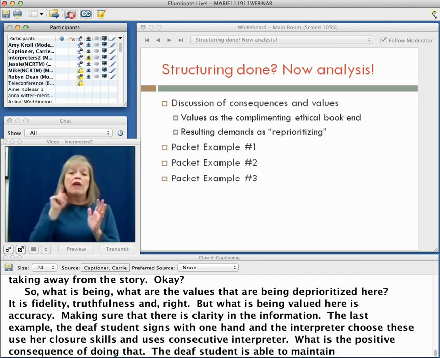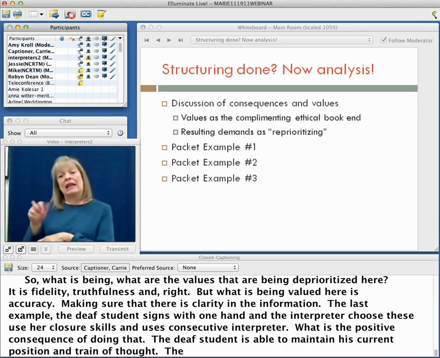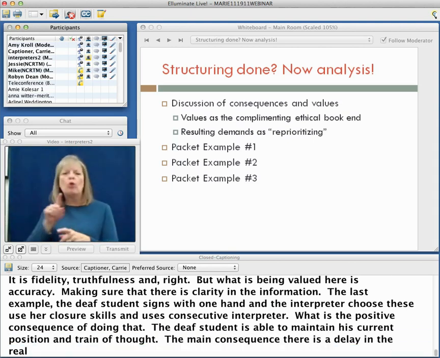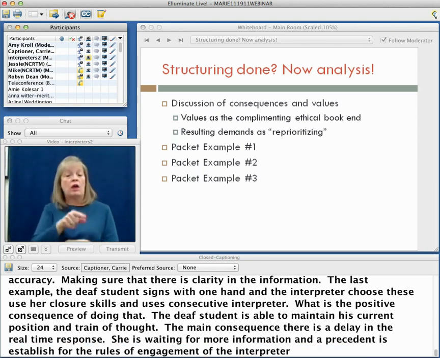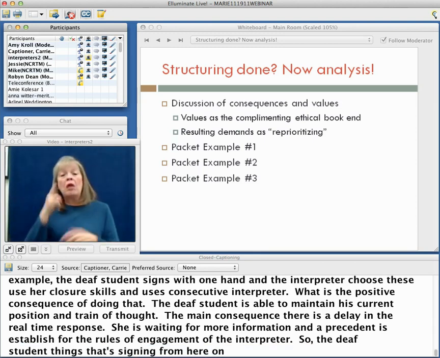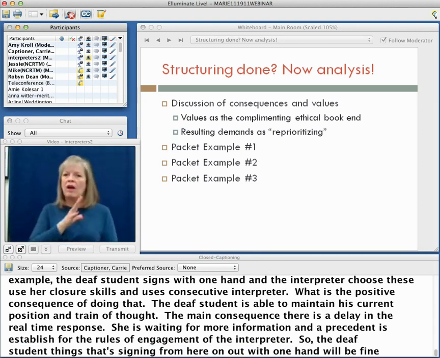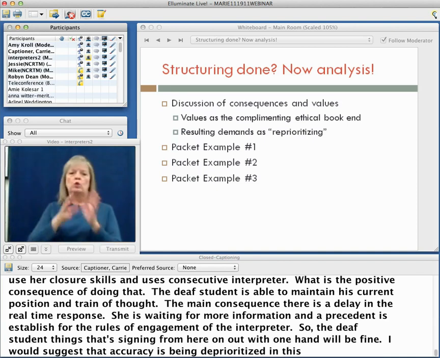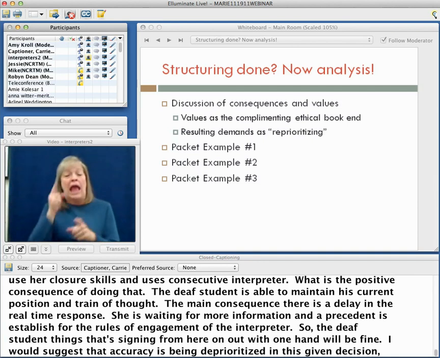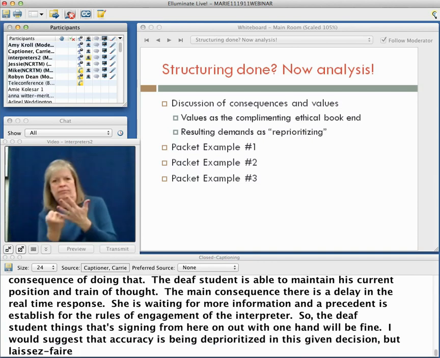The negative consequence is that there is a delay in a real-time response because she's waiting for more information. And a precedent is established for the rules of engagement of the interpreter. So perhaps the deaf student thinks that signing with one hand from here on out is going to be fine. So I would again suggest that accuracy is being deprioritized in this given decision, but laissez-faire, letting the child be who he is in the situation, is being prioritized.